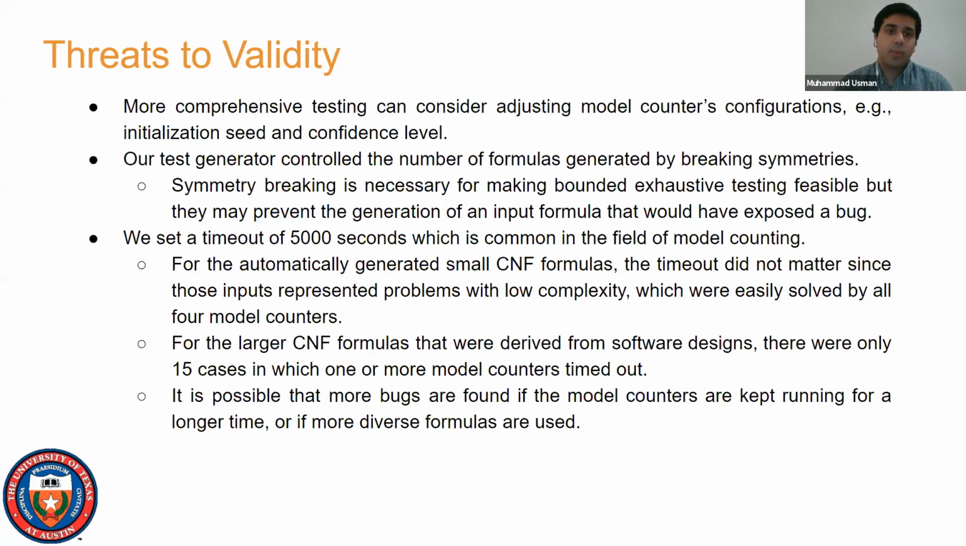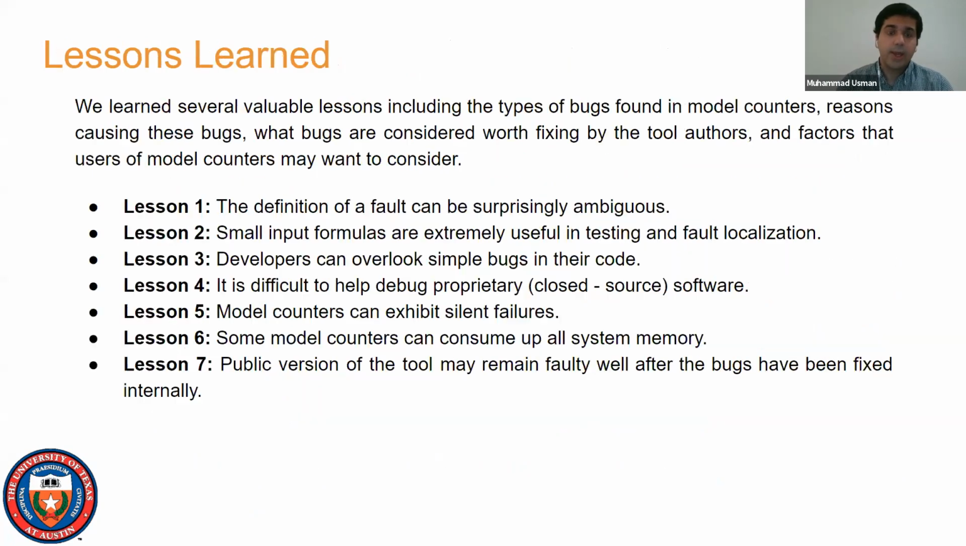So in terms of more comprehensive testing, we can adjust the model counters' configurations. We can also increase the timeout from 5,000 seconds to a much higher value. 5,000 seconds is the most commonly used in model counting, and there were only 15 formulas on which model counting timed out out of those 17 million formulas, so it really doesn't bring much of a problem. We can turn the symmetry breaking off, so we can get more and more formulas here.